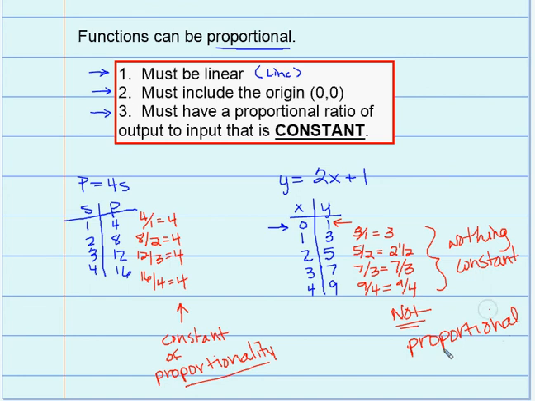Okay? So you have to remember that there are three rules or three things that need to happen. They all need to be true in order for a function to be proportional. It must graph to be a line. It must include the origin, and you must have a proportional ratio of output to input, and that has to be constant.